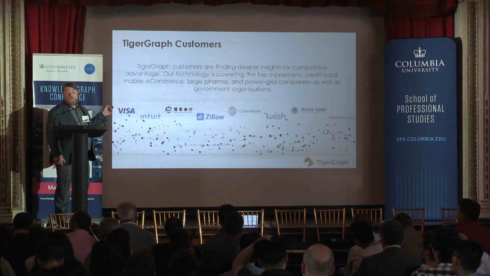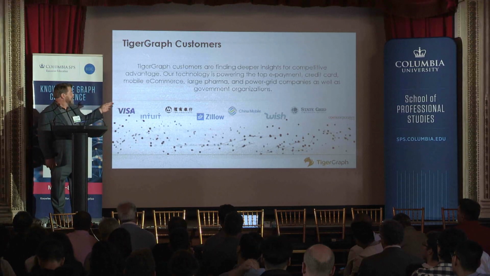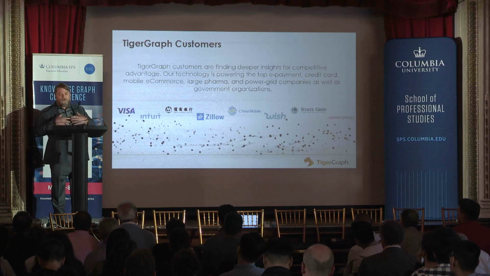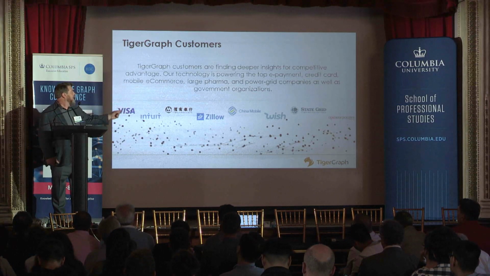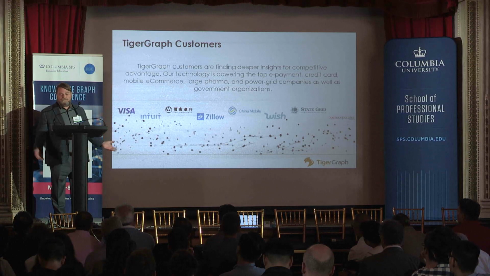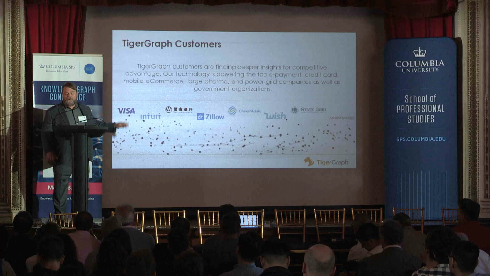So, if you use Intuit, you're a tiger. If you use Wish, a lot of people use Wish.com, you're a tiger too, because you're interfacing directly with our systems. If you're using Zillow, you're a tiger too. If you visit China and use electricity, TigerGraph is behind that as well. Just wanted to point that out.